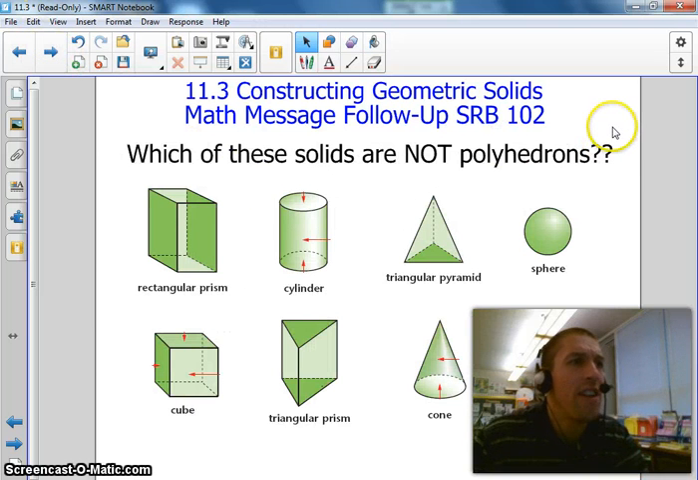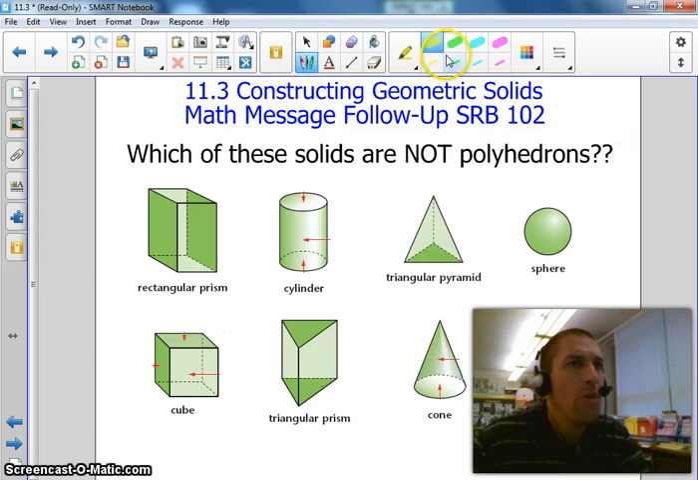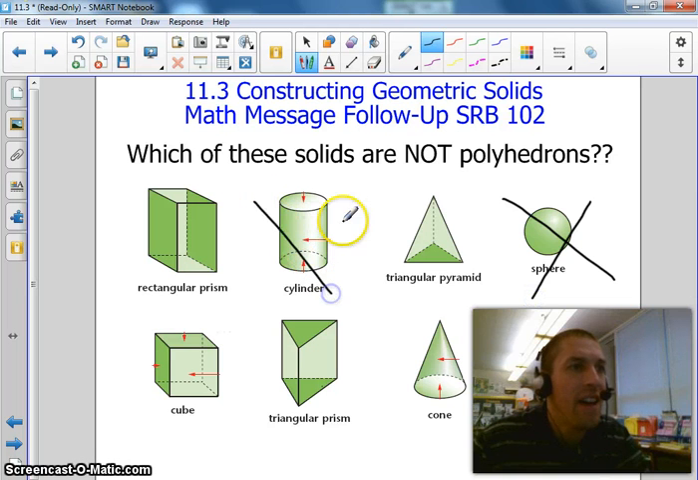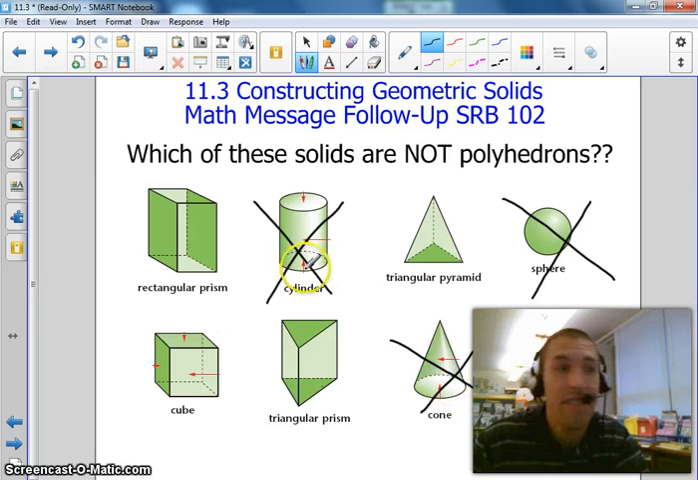So, which of these are not polyhedrons? Cross out the ones you think. Pause it and go ahead. Now, the ones I think are not polyhedrons would be, this is not one, this is not one, this is not one, because of the curved edges.